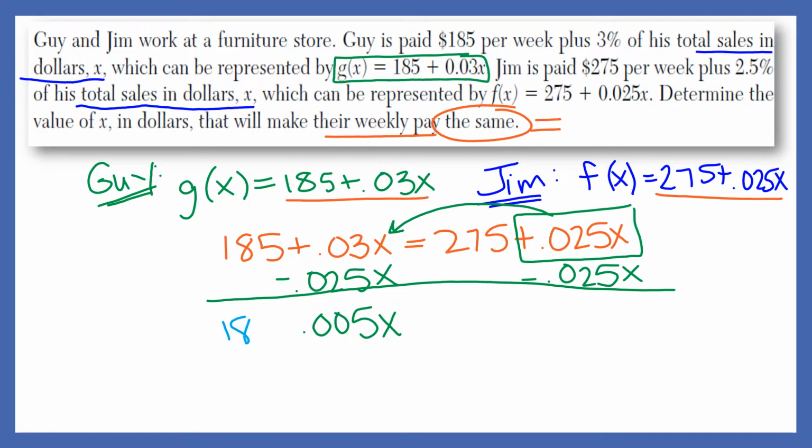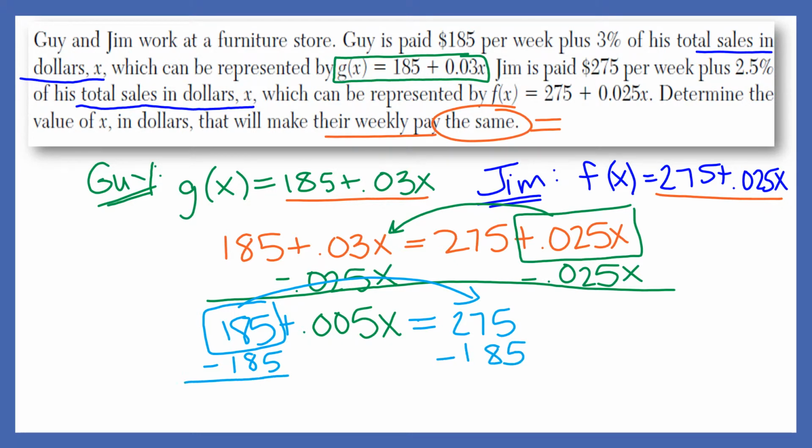So I have a 185 here. That's positive. That's equal to 275. My next step is to get all the numbers in blue on the same side. So this is a positive 185. I'm going to bring it over, which means I do the opposite. I subtract 185. When I do that, cancel, cancel. I can bring this down. Getting closer. So I have 275 minus 185. That gives me 90.